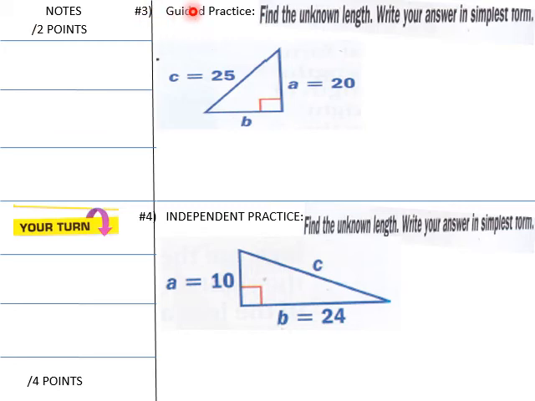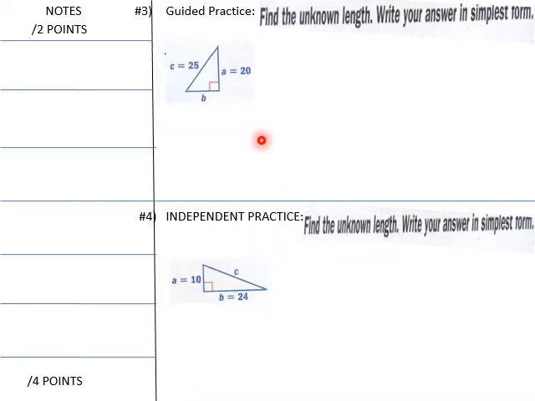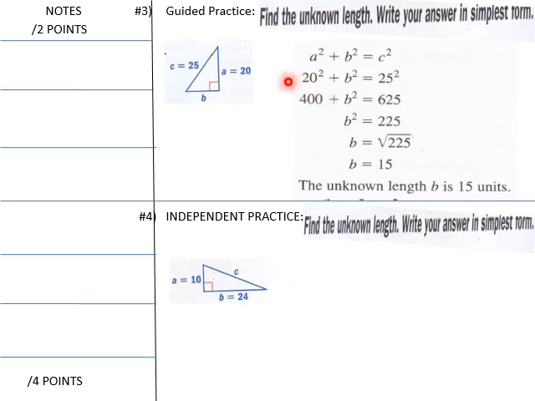Okay, into our next guided practice, find the unknown length. Students here, this is yours, find the unknown length. So how are we going to do this? Well, let's use the Pythagorean theorem. So we have 2 values here. We have C squared, which is 25, and we have A squared. We need to solve for B squared. So we move this over here by subtracting 400 from both sides. So B equals the square root of 225. B equals 15 for number 3.